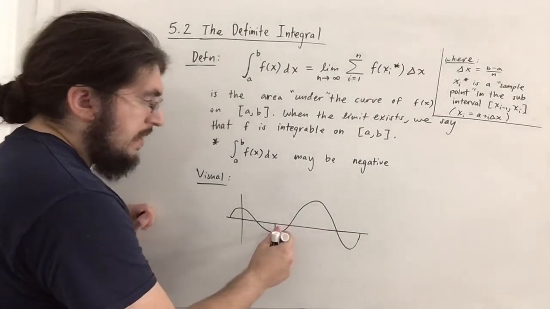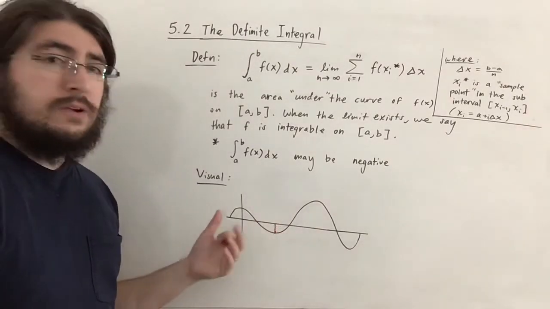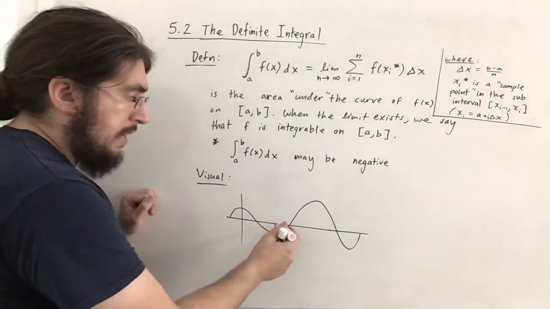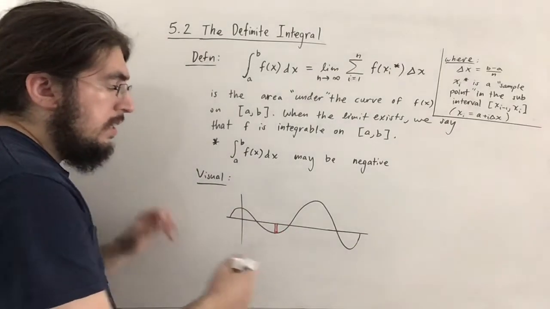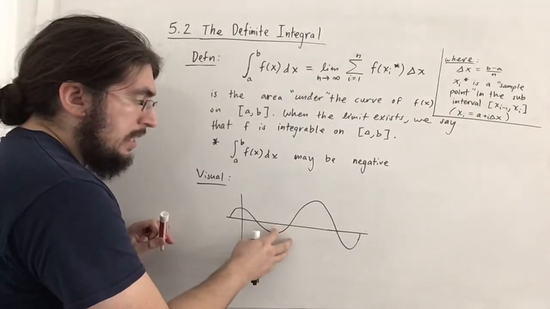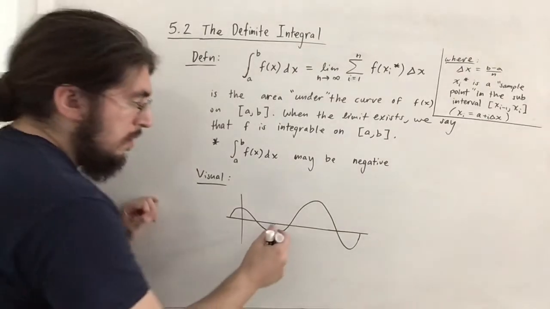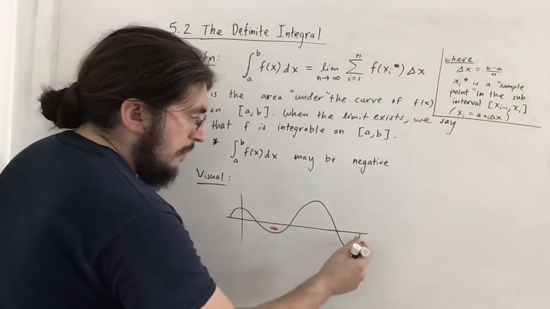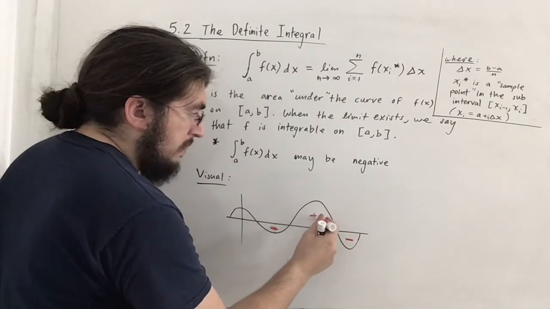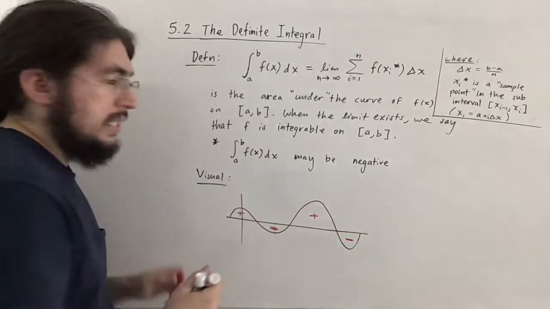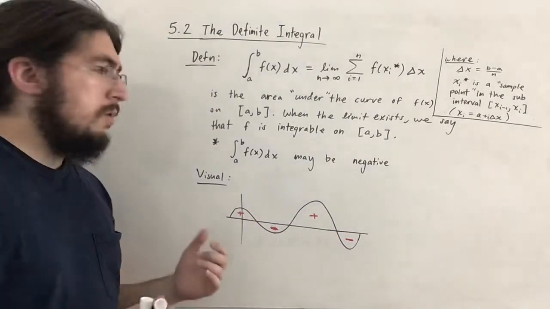Now, since f of x could be below the x-axis, kind of like we see over here, then that height would represent a negative value, so you actually get a negative rectangular area here. So what this really means is that areas that are below the axis will represent a negative area, whereas areas above the axis will represent a positive area, actually. So that's pretty important to note, I think.